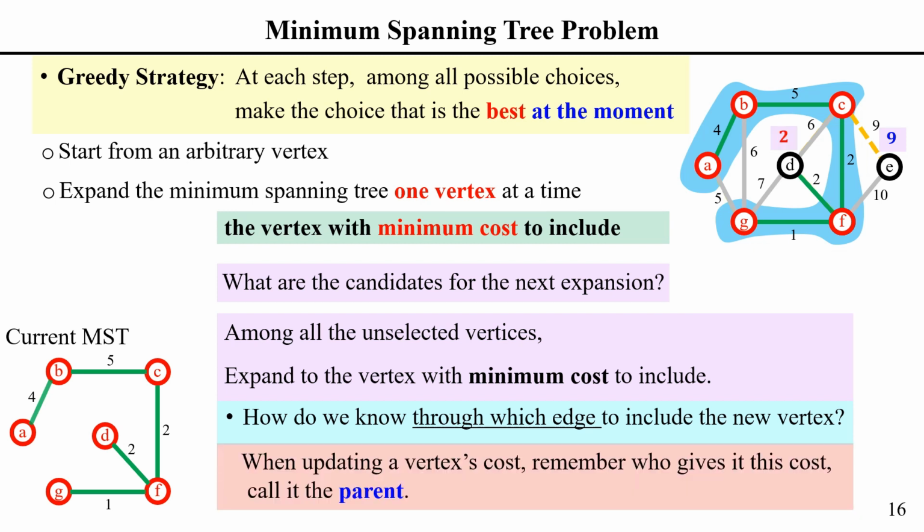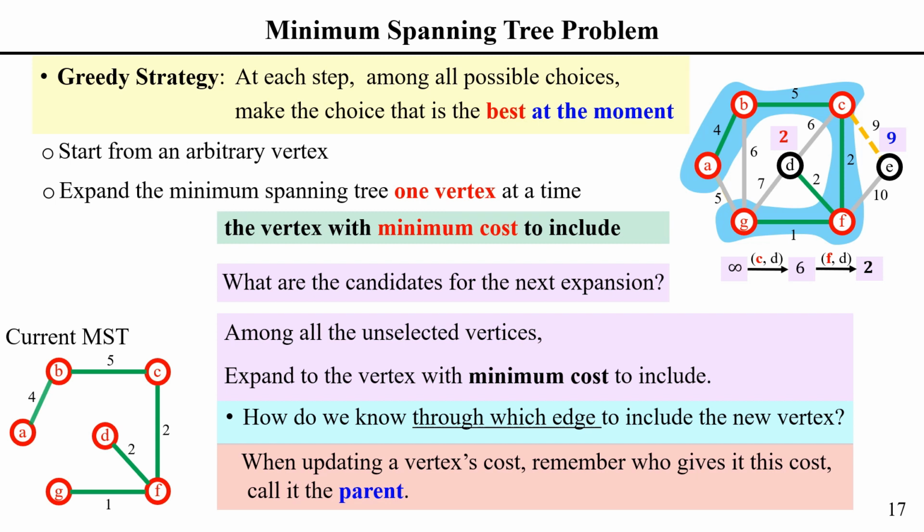So every time we update a vertex cost, we can also remember who gives it this new cost. Let's call it the parent. For example, for vertex D, the first time its cost is updated from infinity to 6, it is through the edge CD, so C was its parent. And later on, when its cost is updated from 6 to 2, it is through the edge FD. So we update D's parent to F at that point. Later on, it also had a chance to update its cost through the edge GD, but it didn't because that cost was higher. So its parent and cost stayed the same as 2 and F.